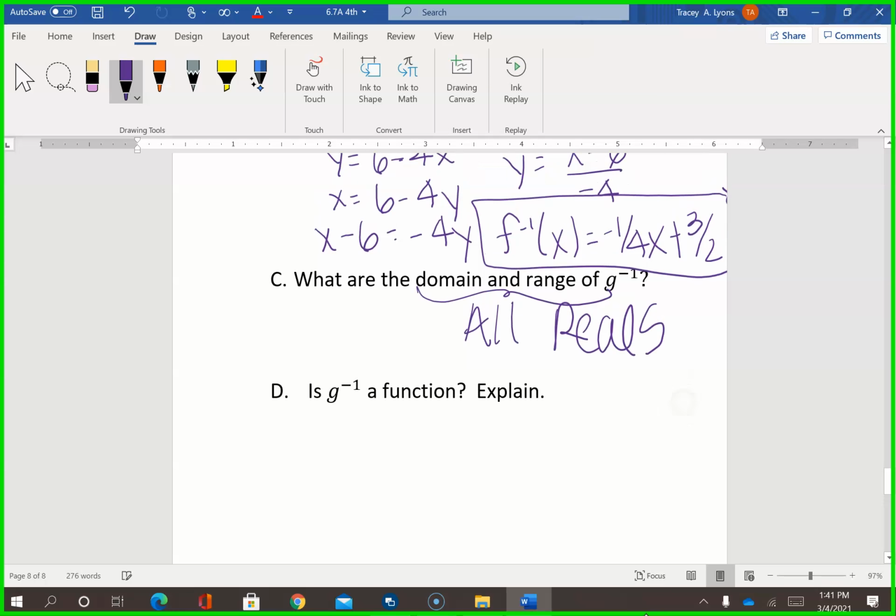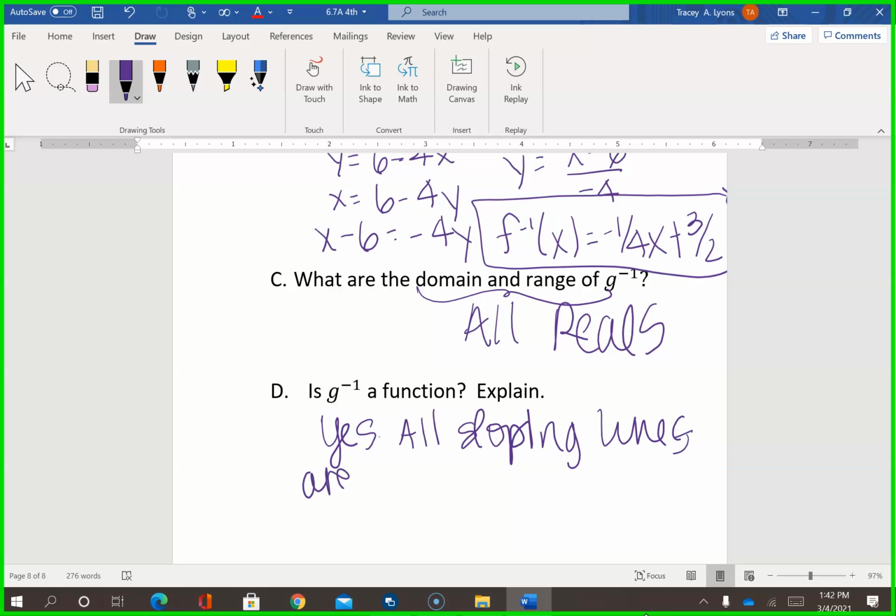Are lines functions? Are all lines functions? What about a vertical line like this? That would be the only one that isn't, right? So if it has any slope to it whatsoever, which this one does, then this would be a function. Okay, so yes, all sloping lines are functions.